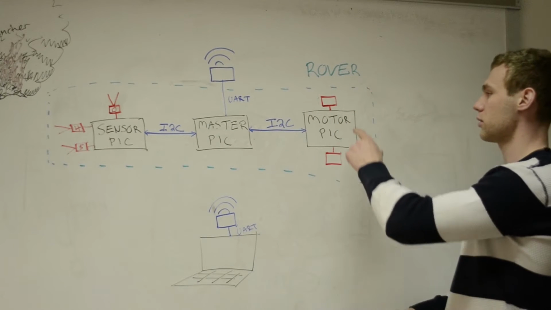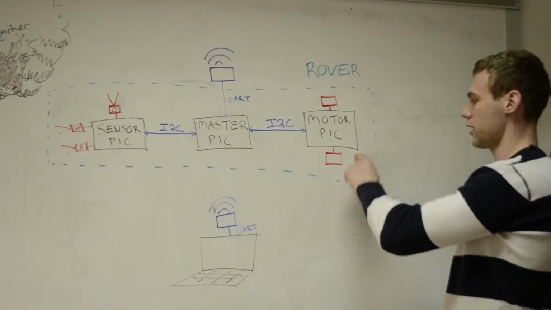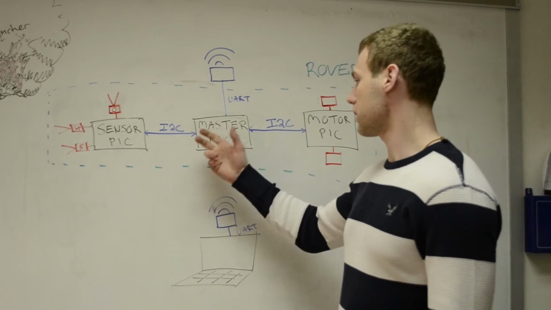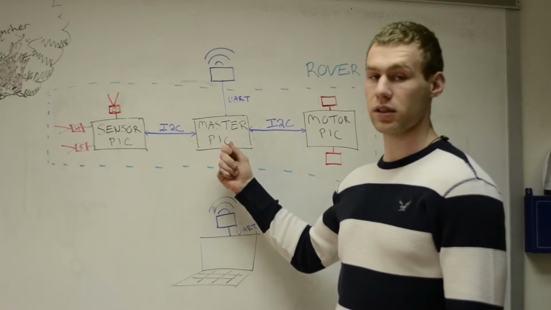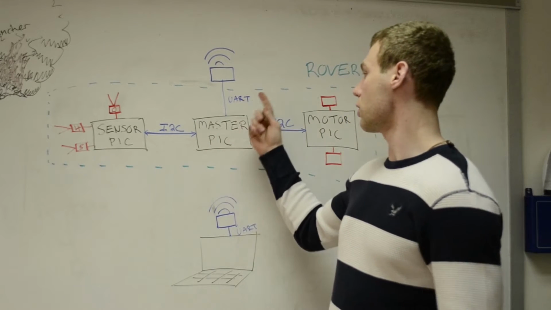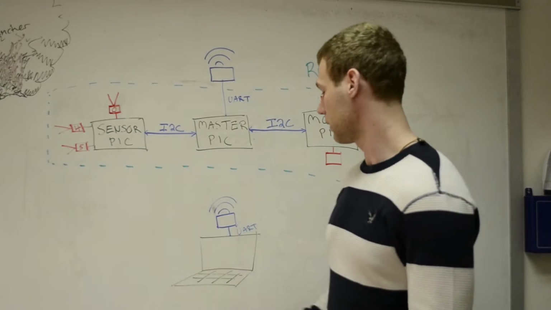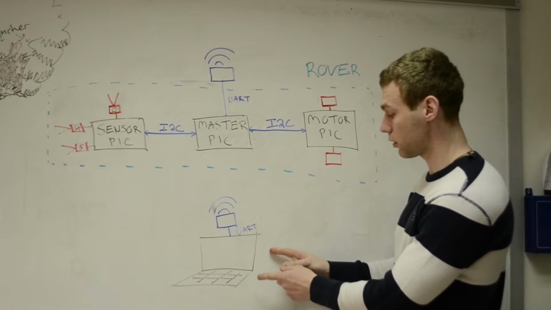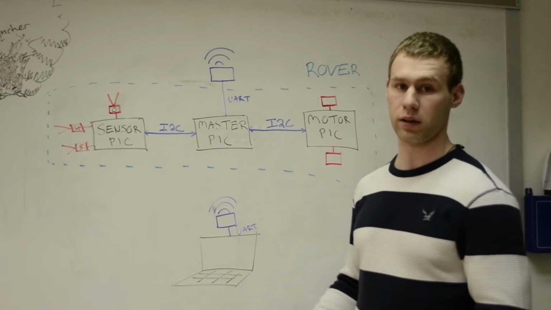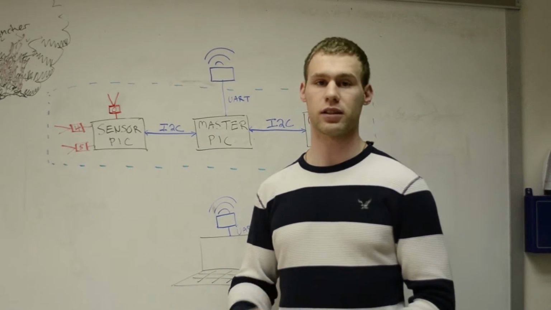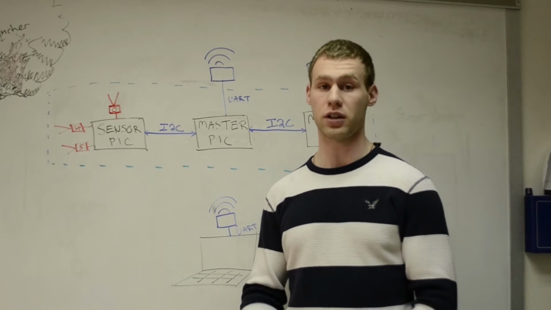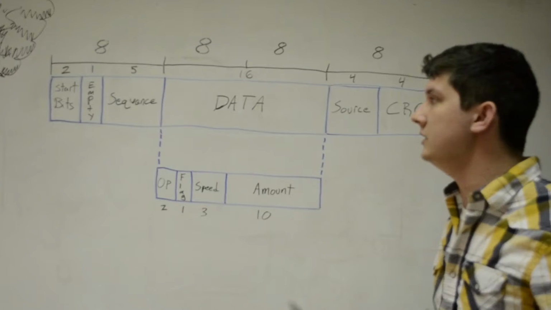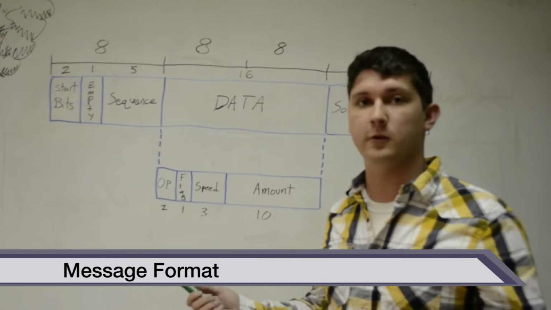The motor PIC handles the motor encoders here and here, and sends that information back to the master PIC. The master PIC takes the information from the sensors and sends that over UART to the Wi-Fi. And the other Wi-Fi down here, connected to the laptop, is what controls our algorithm. It checks the sequence bits and the checksum to see if we have any dropped messages, and handles the algorithm stuff right there.